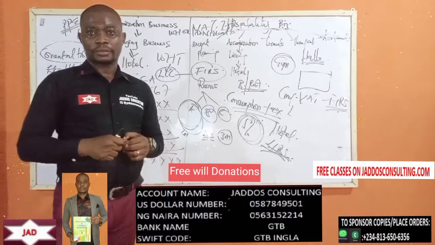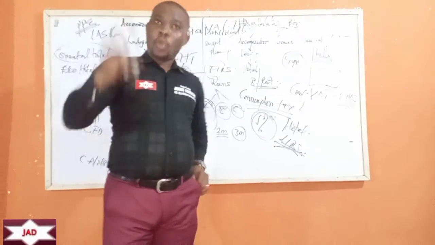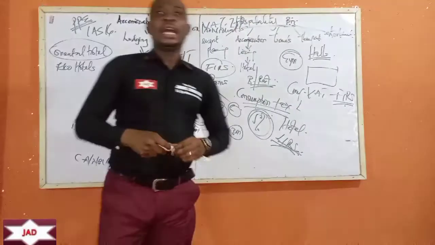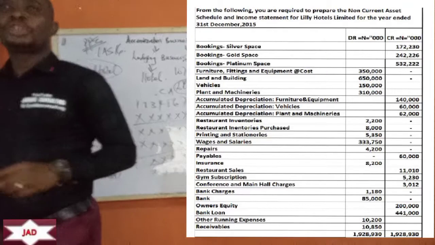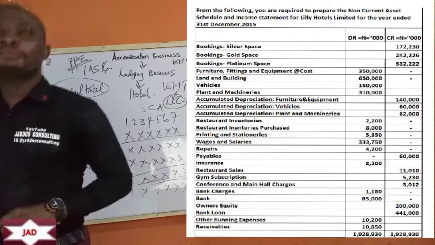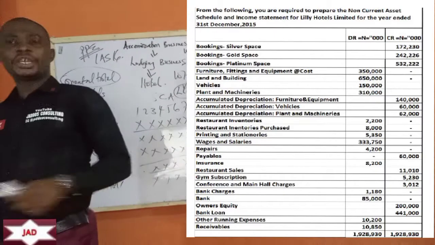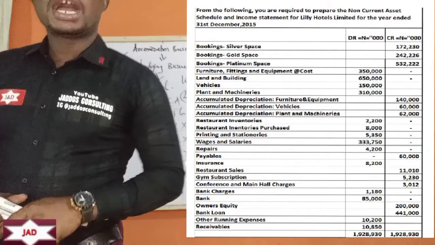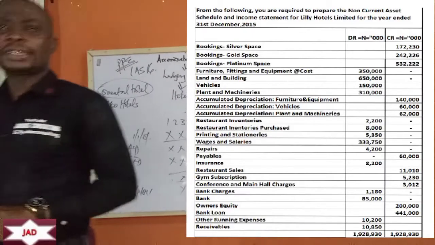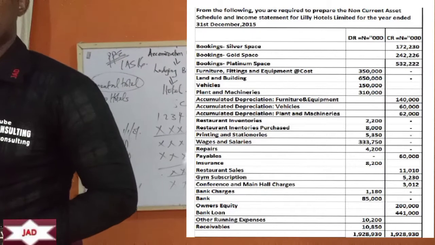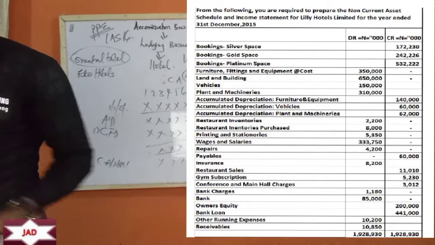So quickly, let's take the question. Okay, so here we say from the following, you are required to prepare the non-current asset schedule and income statement for Lily Hotels Limited for the year ended 31st December 2015. So here we have the trial balance. Then we have bookings, silver space, bookings, gold space, bookings, platinum space. We have furniture, fittings and equipment at cost, land and building, vehicles, plant and machinery.